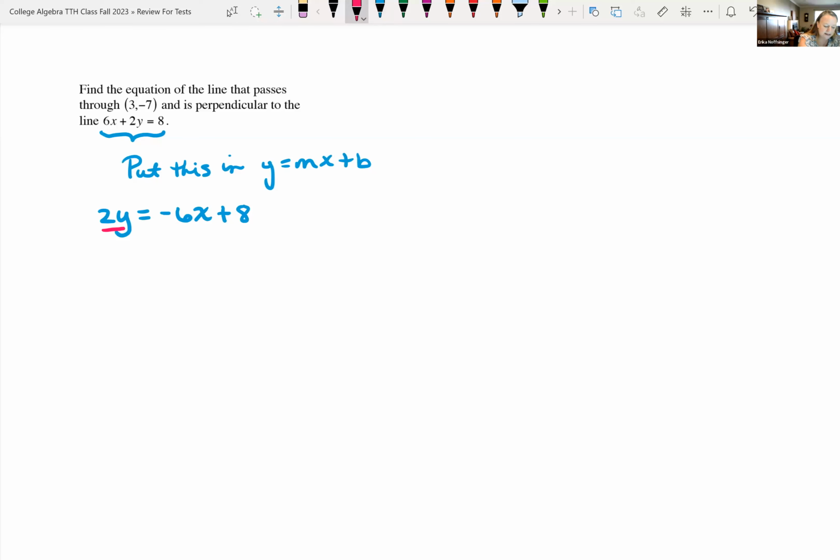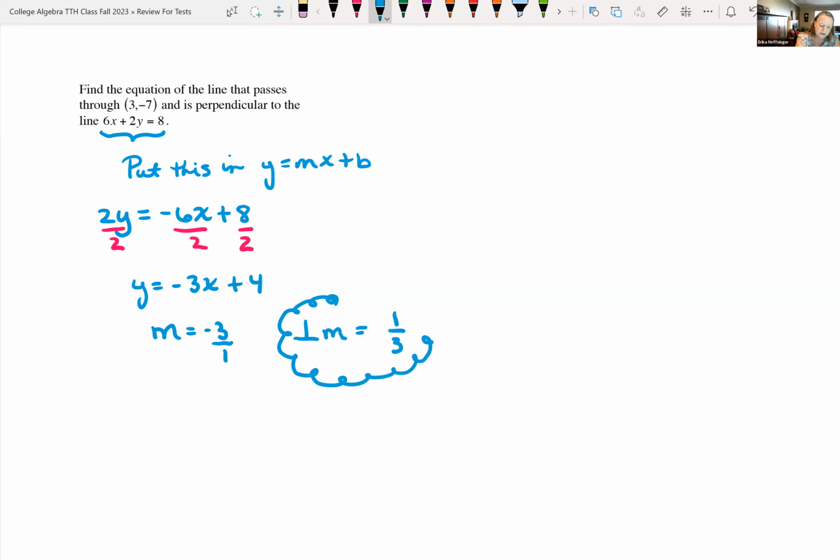And then let's get y by itself. You need to divide every single term by 2 on both sides of the equation. Doing so, we get y is equal to -3x plus 4. So the slope of this line is -3. So the slope of our perpendicular line is the negative reciprocal of that. -3 can be written as -3/1. Taking the reciprocal, it's 1/3, and the opposite sign, so it's going to be +1/3. So the slope is going to be 1/3.